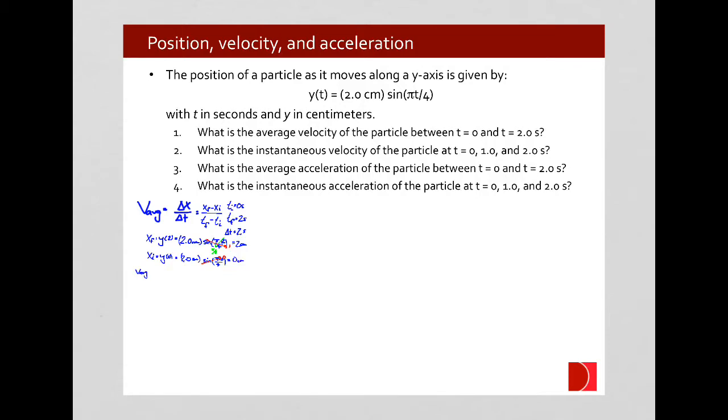Our average velocity then is 2 centimeters minus 0 centimeters over 2 seconds, and thus we will get an average velocity of 1 centimeter per second. We were told specifically that it was in terms of centimeters. We're not told anything about time, so we assume that time is in units of seconds as our base unit.